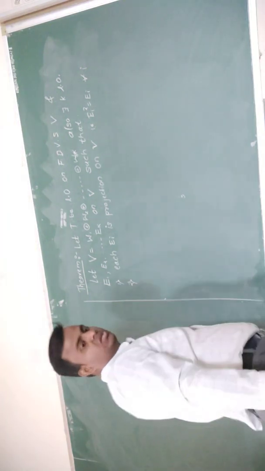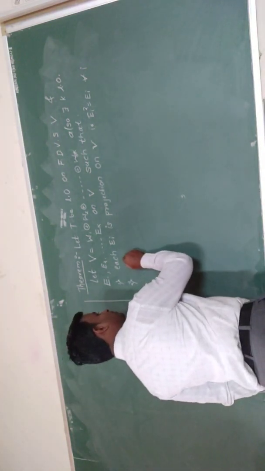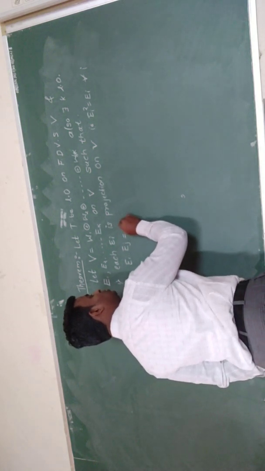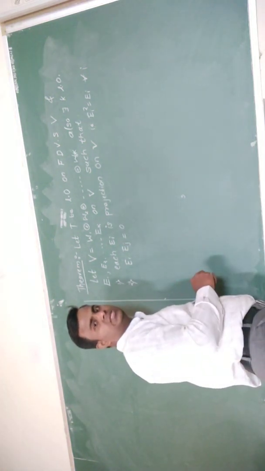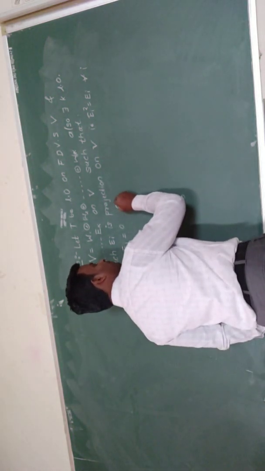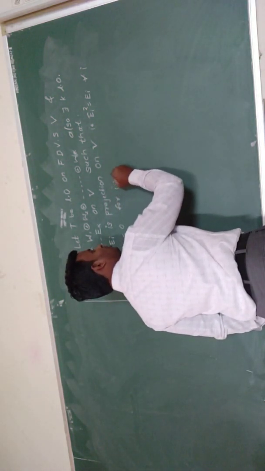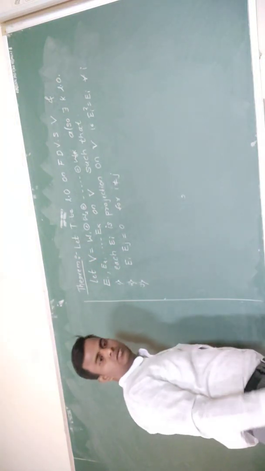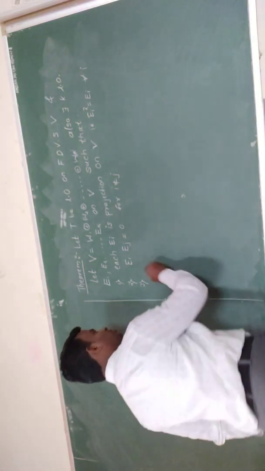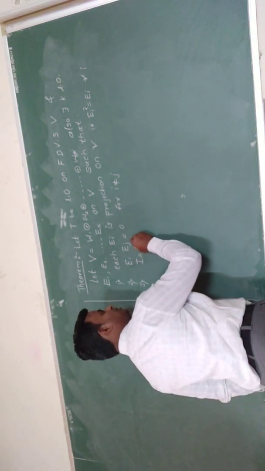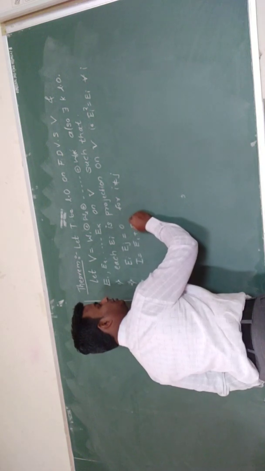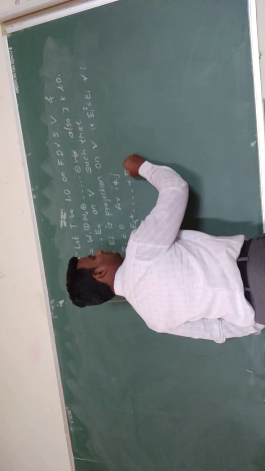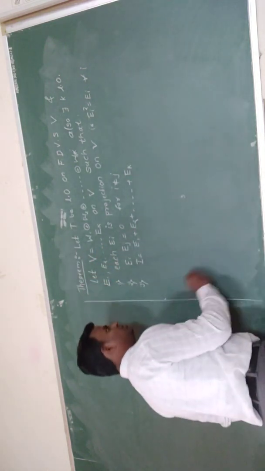Second condition. What is the second condition? Ei into Ej is equal to 0 for i not equal to j. Third condition: I is equal to E1 plus E2 plus up to Ek. This is the third condition.